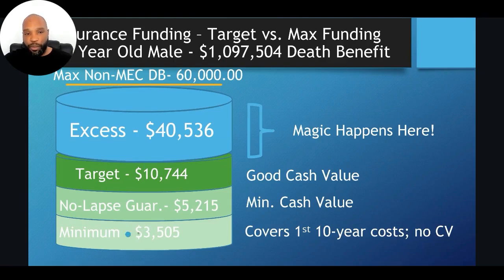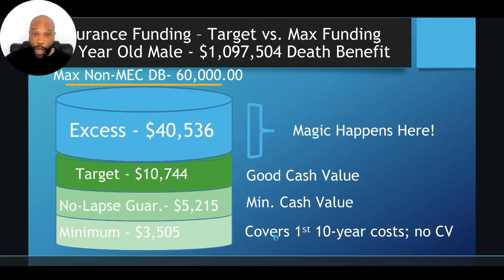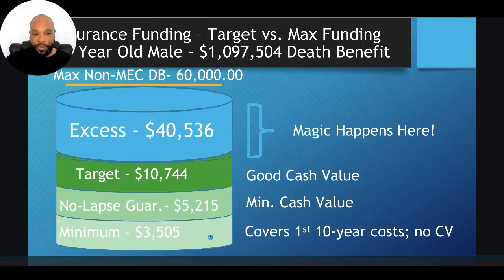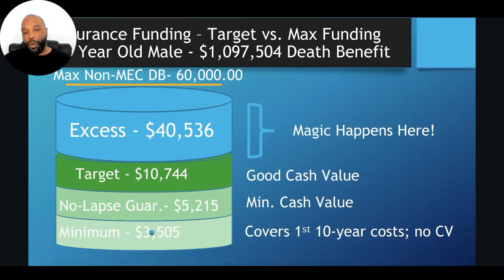You also have a minimum premium. And for this particular policy, the minimum premium is only $3,505 for the year. What this does is it only covers the cost of the policy, and it only covers the cost of the policy for 10 years. You will build no cash value if you fund at the minimum. Okay. Let's just say, for example, we wanted to fund more than the minimum, which if you are getting an IUL, you should fund it more than the minimum. Okay. But the cool thing is you get to set the minimum. So you can choose if you want the minimum to be $1,000 a year, $500 a year, $10,000 a year. You get to set the minimum.